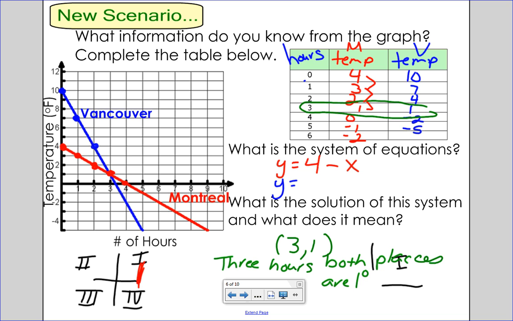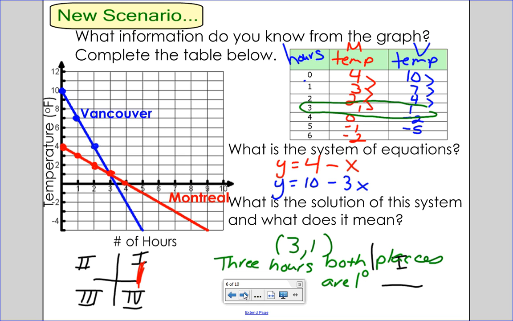Vancouver, my y-intercept, it's starting up here at 10, and it's decreasing by what? It's decreasing by 3 degrees per hour. Okay, so my slope is the change in temperature per hour.